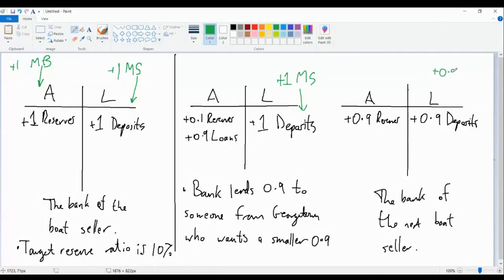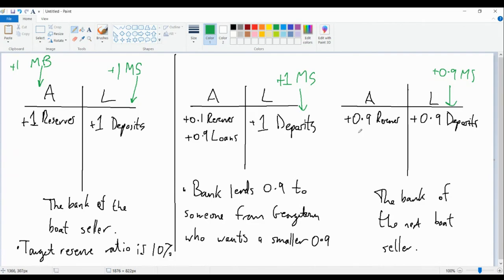And now we have an extra plus 0.9 in deposits here. The money has multiplied. Why? Because when the banks get reserves, they lend them out. They're spent, deposited somewhere, and they correspond to an additional extra amount of reserves. And of course, notice that we're not done yet.